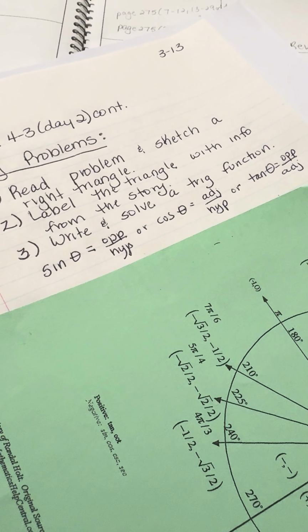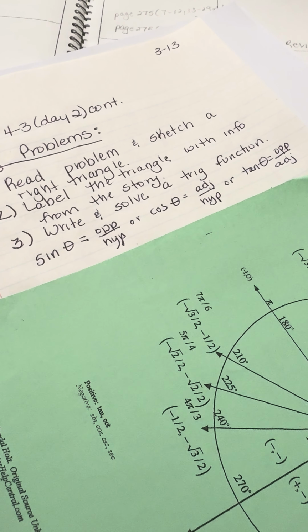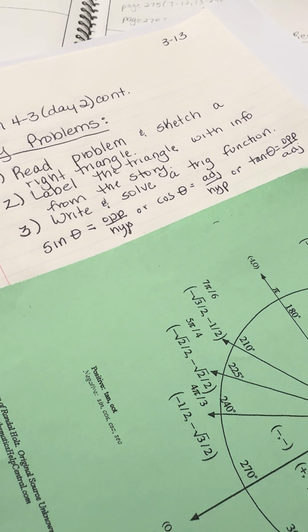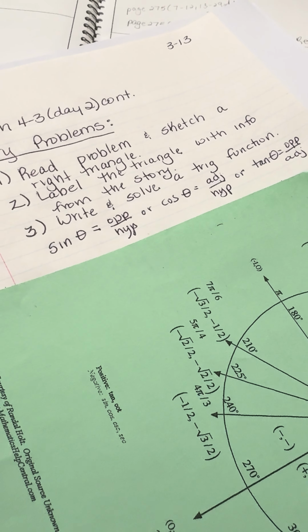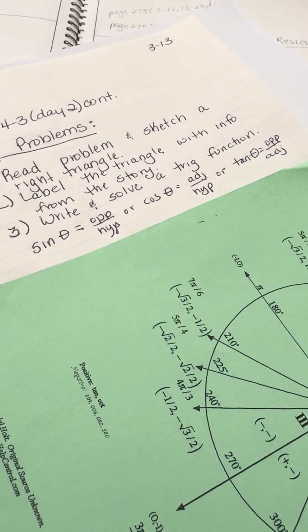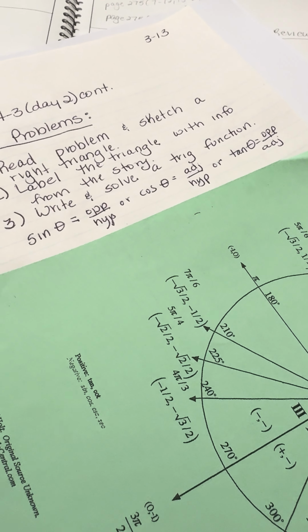Only one of these is going to work. Looking at your picture, you're going to know which one you have. You're going to know if you have the opposite and the hypotenuse, which means you would be doing sine, or if you have the opposite and adjacent, which would mean you are doing tangent. That's why it's so important to draw and label a triangle.